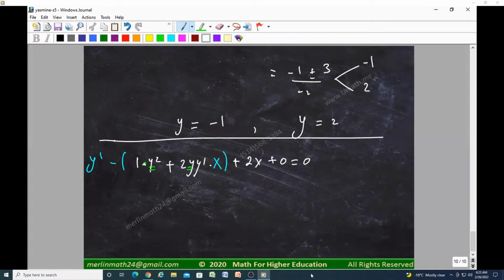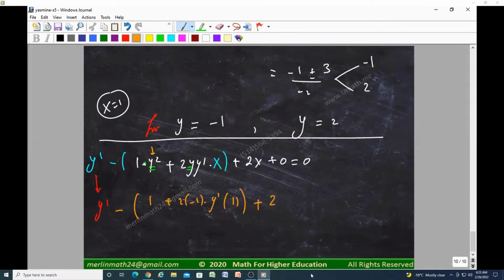I want to replace, so keep in mind x is 1, and now we are doing y equal minus 1. Now we are doing y equal minus 1, x is 1. Y prime, we don't know, we keep it. Minus open bracket, you put y minus 1, you get 1. So 2 bracket minus 1, y prime, x is 1. I'm replacing x with 1, so you get the 2 equals 0. Is it good? Yeah. Okay.